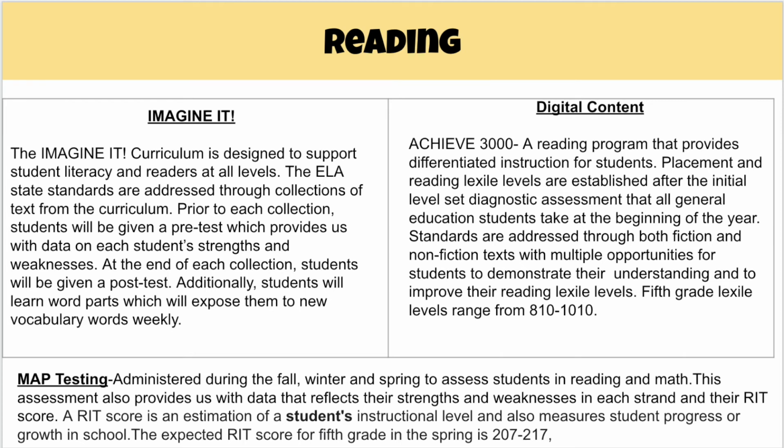MAP testing is administered during the fall, winter, and spring seasons to assess students in reading and math. This assessment also provides us with data that reflects their strengths and weaknesses in each strand and their RIT score. A RIT score is an estimation of a student's instructional level and also measures student progress or growth in school. The expected RIT score for fifth grade in the spring is 207 to 217.